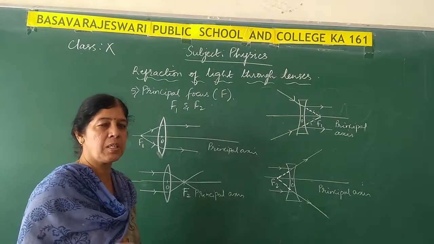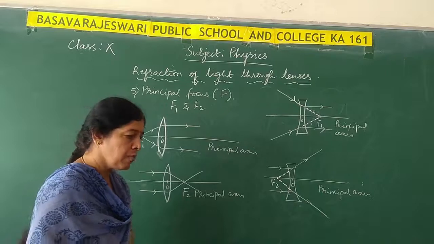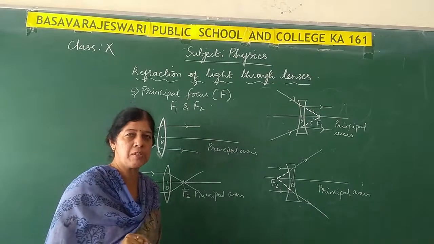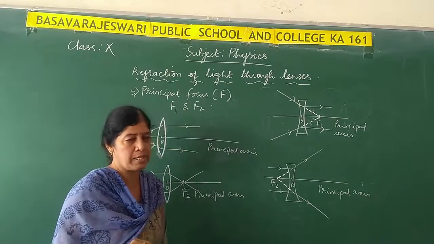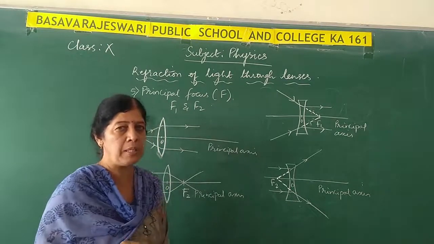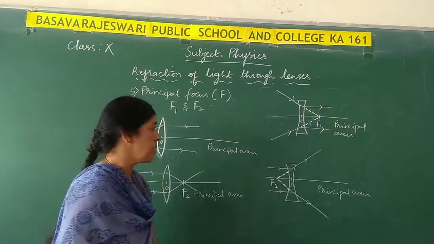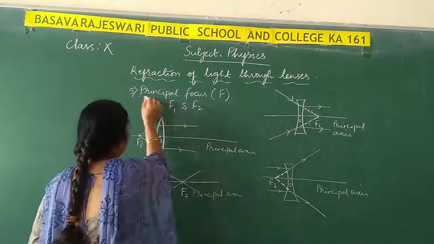We discussed some of the terms related to lenses, is it not? So we have learned about center of curvature, radius of curvature, then principal axis of the lens and also optic center of the lens. Next, 3 more terms have to be learned regarding lenses. The next term is principal focus.